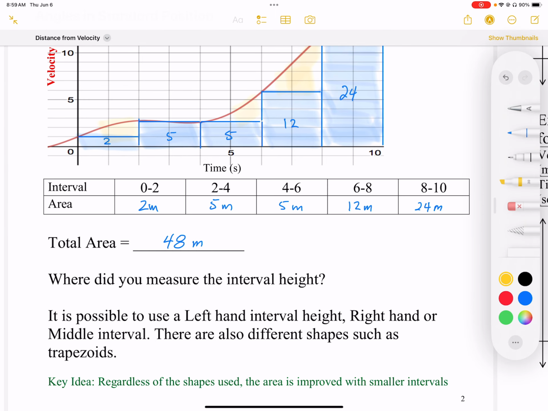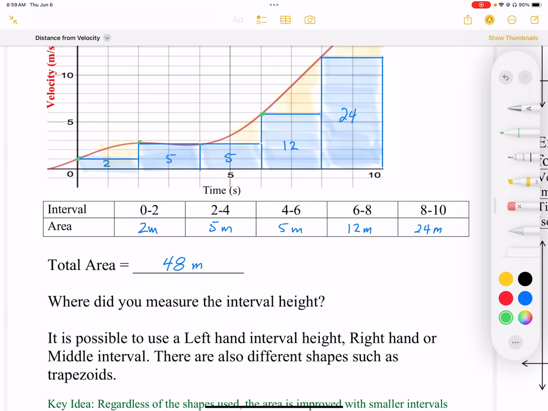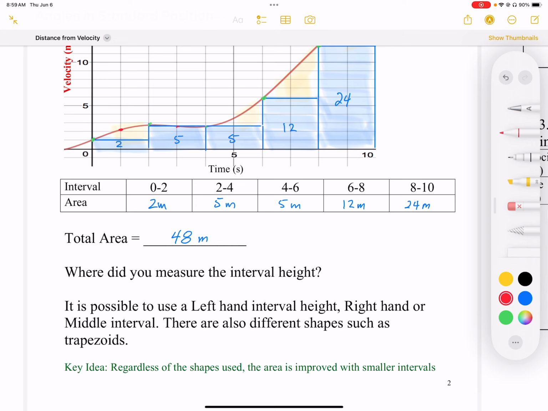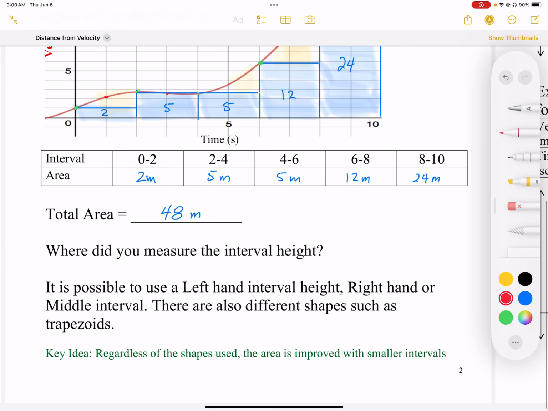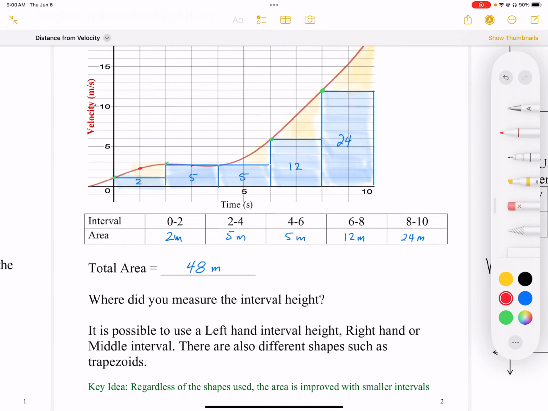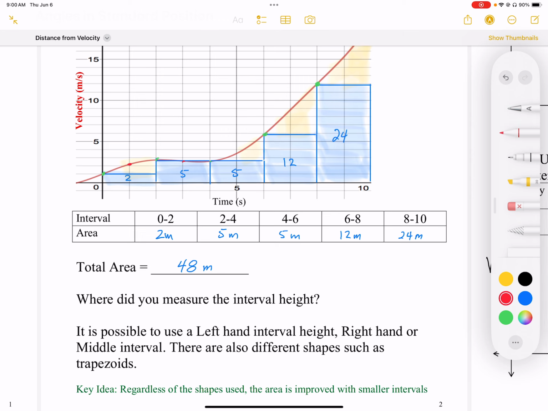In this case, we used the left edge height. The left edge was where we measured the height. We could have actually measured height at the middle of the interval. These are all left edge heights that I used, but we could have used the height at that point in the middle, which would be different, or we could use the right edge of that interval height. Again, regardless of where we measure that or the different shapes we use, and we're going to end up using trapezoids eventually, the key idea is, as long as we make those rectangles narrower or thinner, we're going to get better and better estimates of the actual displacement, or the actual area under the curve.